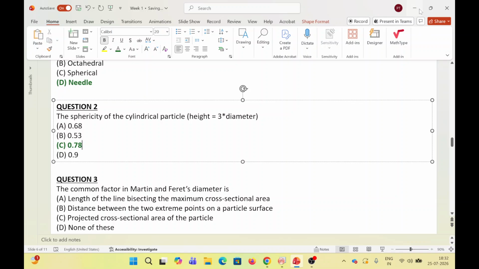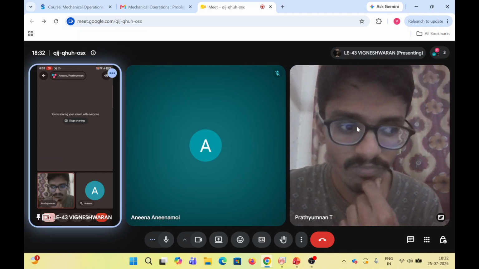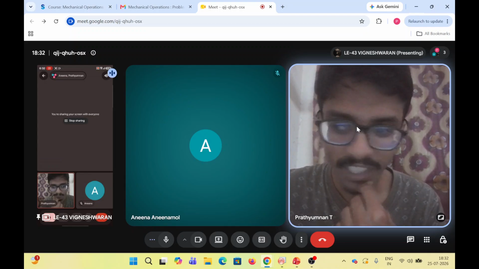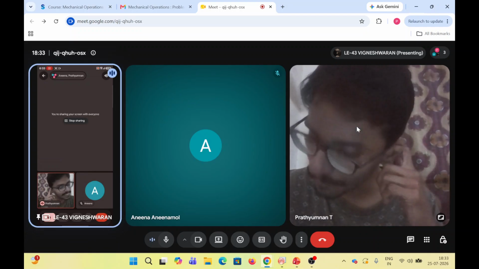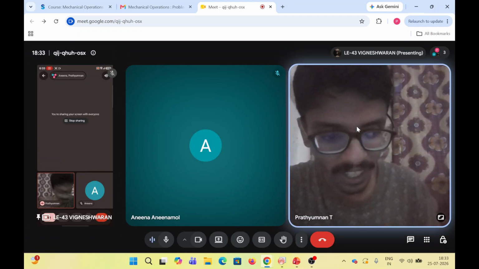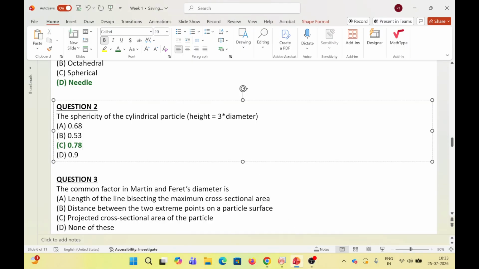Any doubts with respect to solving this sphericity? No, sir. Actually, the third question is what I'm confused about. Okay, let's come to that. Now, since we know the sphericity, calculate the shape factor as well.